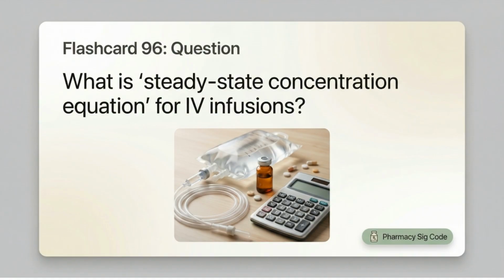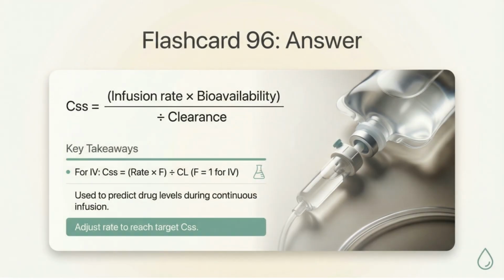Flashcard 96 question, what is the steady-state concentration equation for IV infusions? The steady-state concentration, or CSs, is calculated by dividing the infusion rate times bioavailability by clearance. This is used to predict drug levels during continuous infusion and adjust the rate to reach the target CSs.